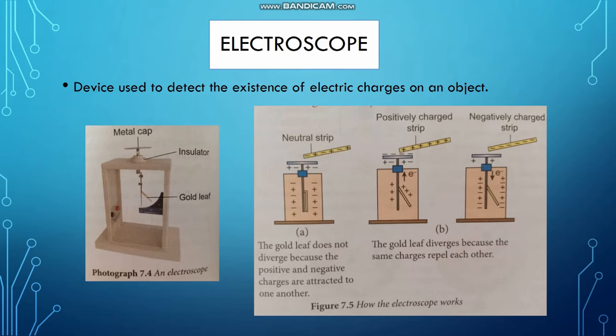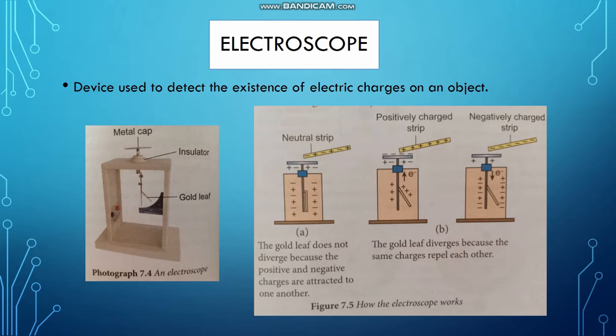at that object. So the components of an electroscope that you need to know are first the metal cap, next the insulator, and then lastly the gold leaf. The gold leaf here plays an important role to show us whether there is an existence of electric charge. Next, we will focus on how the electroscope works.